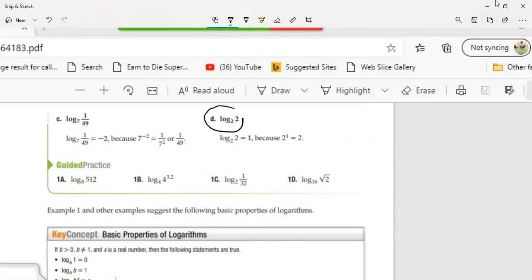Log 2 to the base 2, we have to find the value of log 2 to the base 2. Again, let log 2 to the base 2 be equal to y. Then write it in the exponent form.